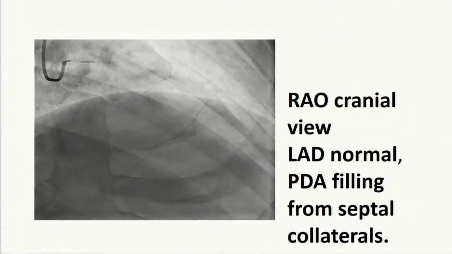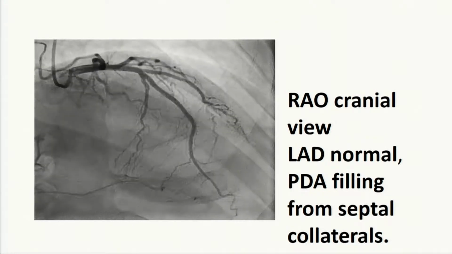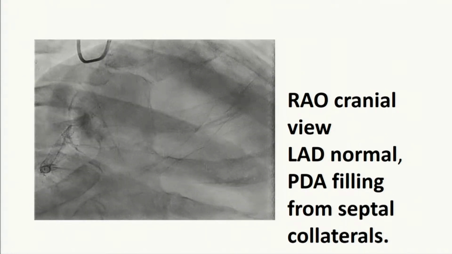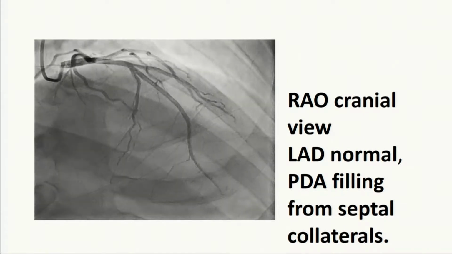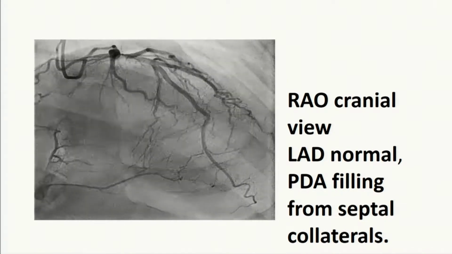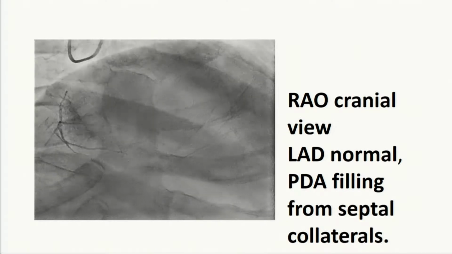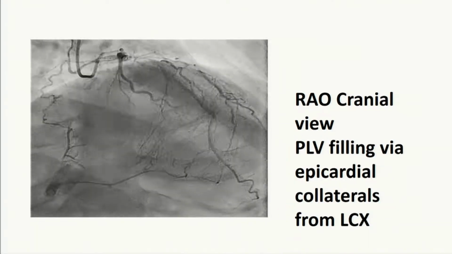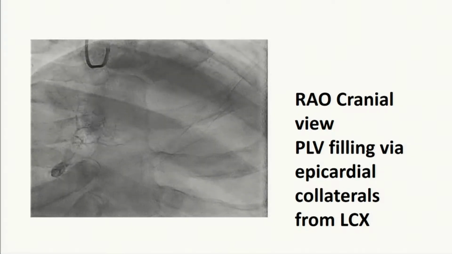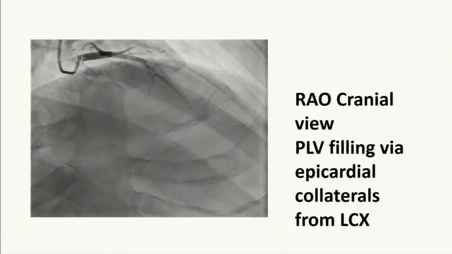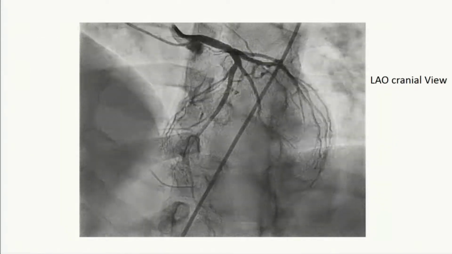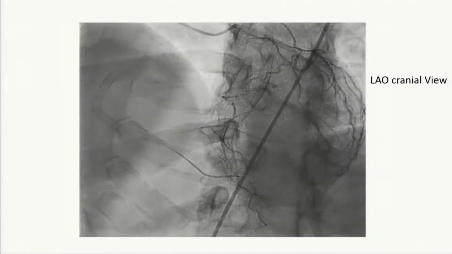Next, please. What you can see is some distal septal collaterals to the PDA, beautiful collaterals from the septal to the PDA. Here is the RAO cranial view, which again shows distinct septal collaterals from the LAD to the PDA. Next, this is an LAO cranial view, again showing the same.